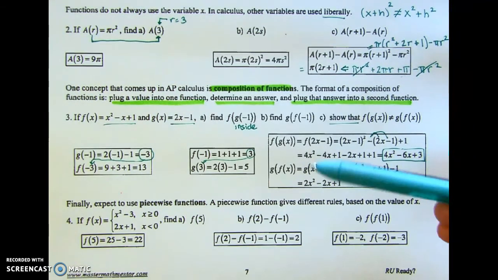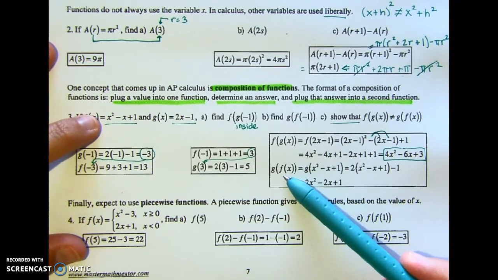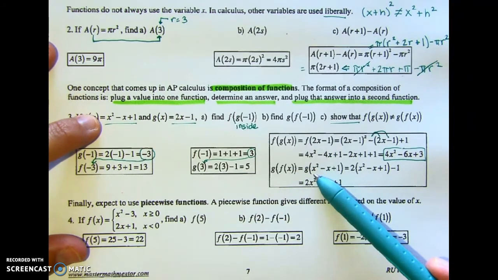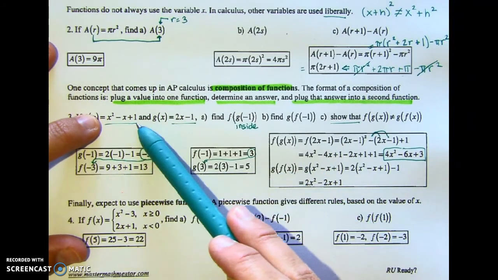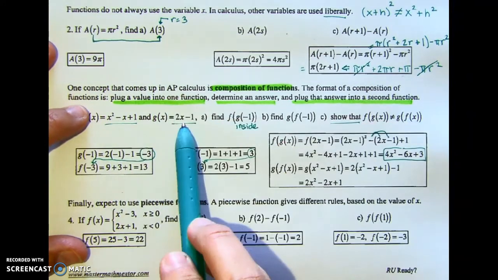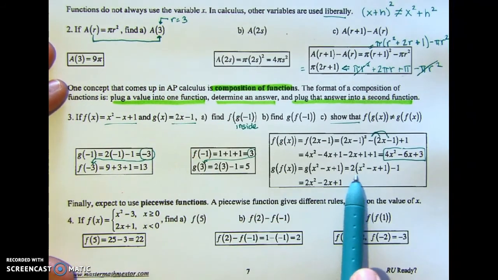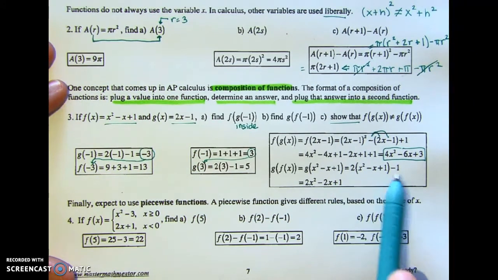Then, for the next part, it says take your F function and plug it into G. So we have x squared minus x plus 1. We're going to plug that into the x value here. So then you just distribute the 2 and combine like terms with the -1.